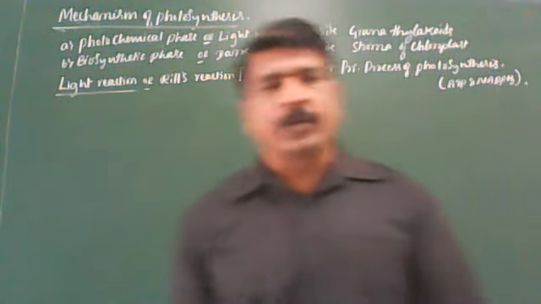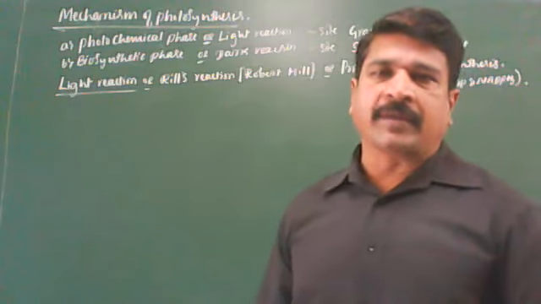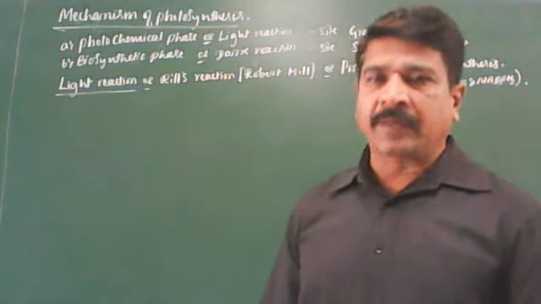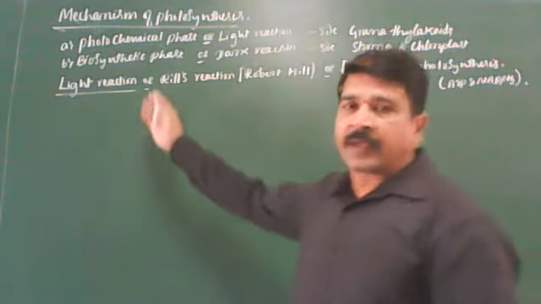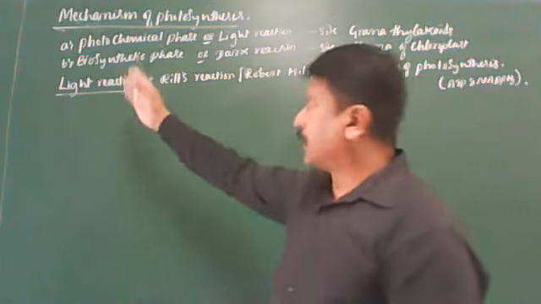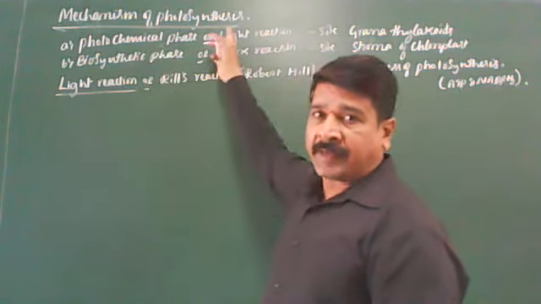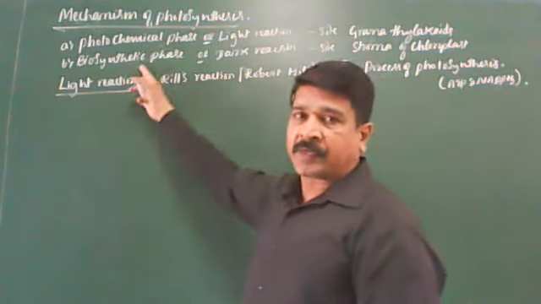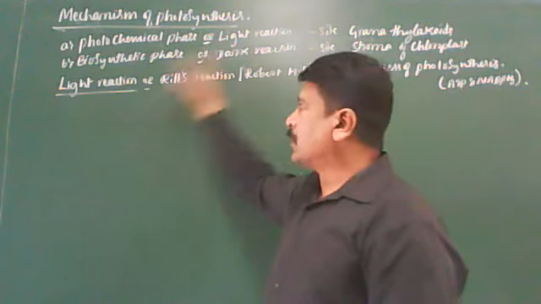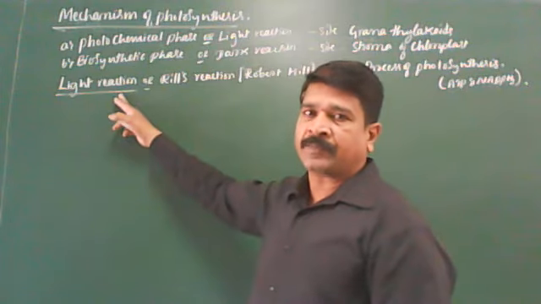Good morning, students. Yesterday, I started the mechanism of photosynthesis. Under that, I gave the two phases of the mechanism of photosynthesis: the photochemical phase, also called the light reaction, and the biosynthetic phase, also called the dark reaction. I also gave the introduction about the light reaction.